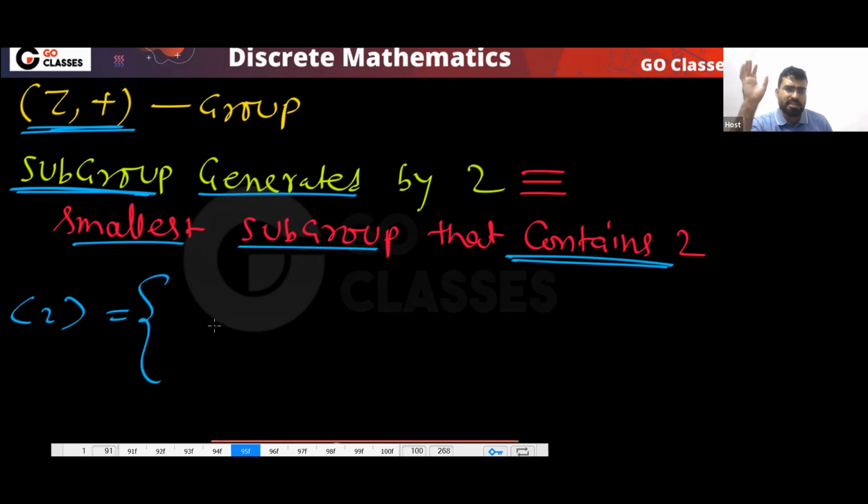So from where should I start? Anyone want to tell me from where I should start? Take the identity element, because you are creating a subgroup. So take the identity element. It contains 2. So take 2.